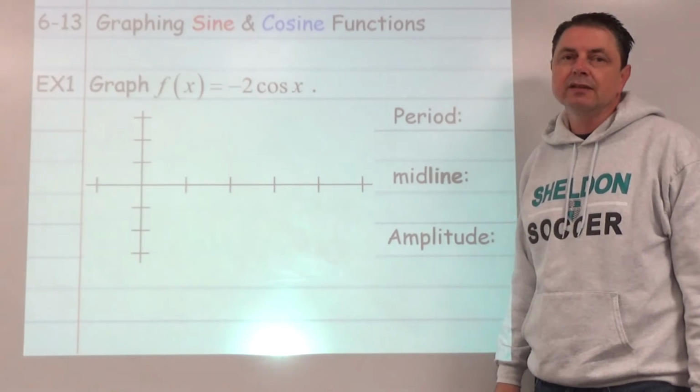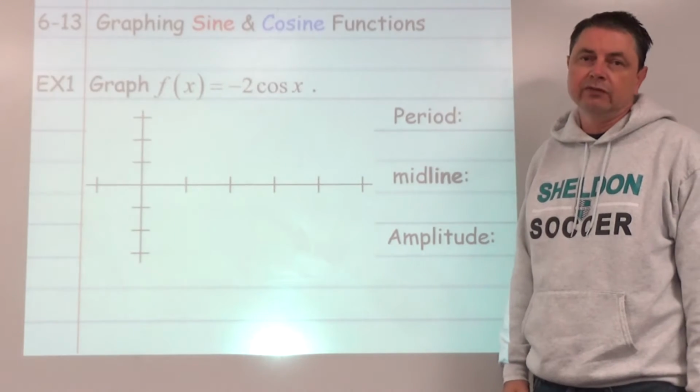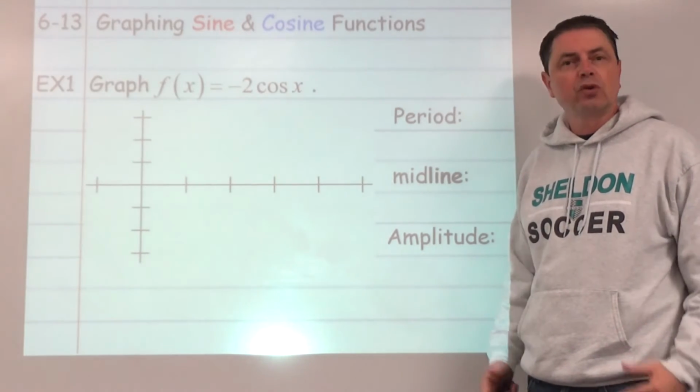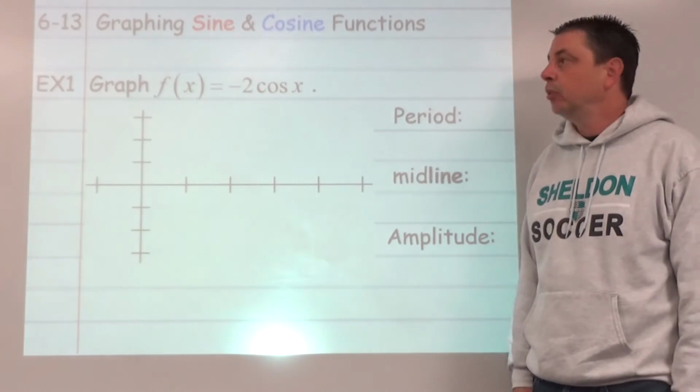Welcome to Hartman Math. This is lesson 613, where we're graphing both the sine and cosine functions. And at the same time, we're going to have to figure out which graph we're looking at, what is the shape, what do the key points look like.